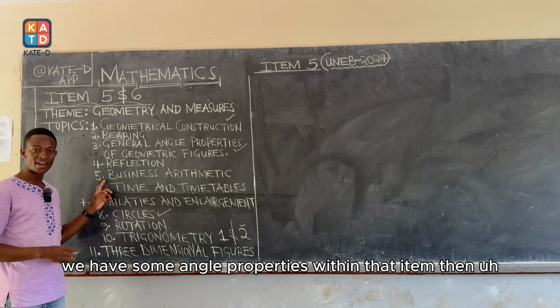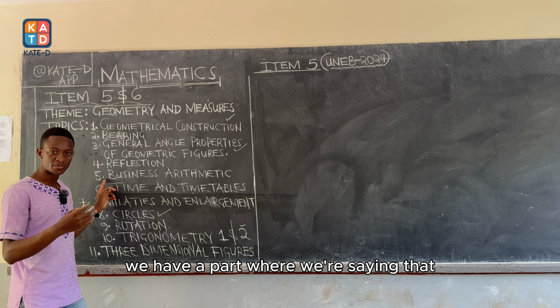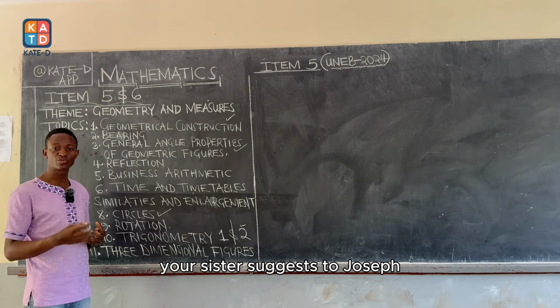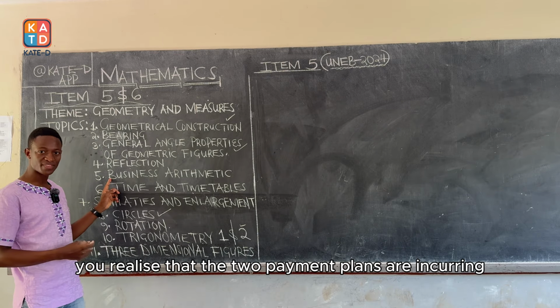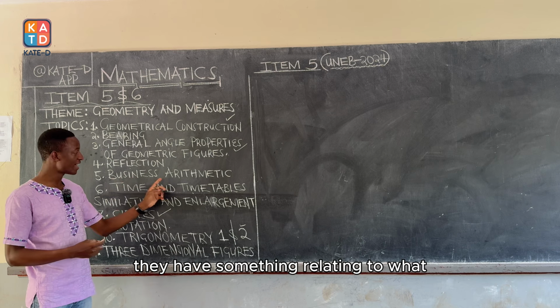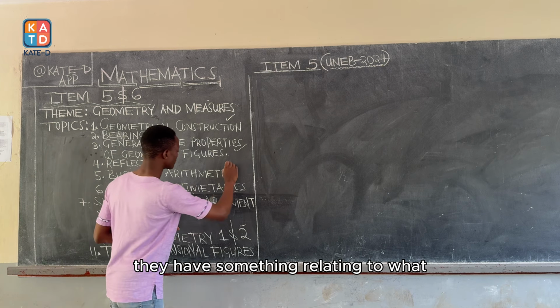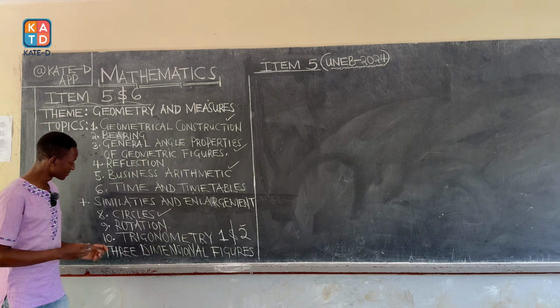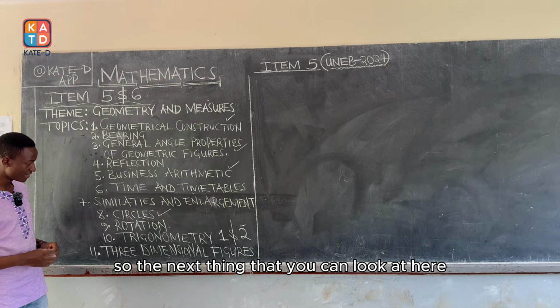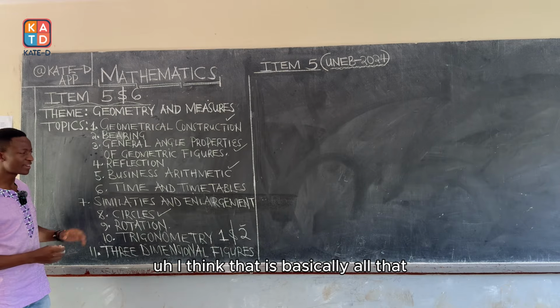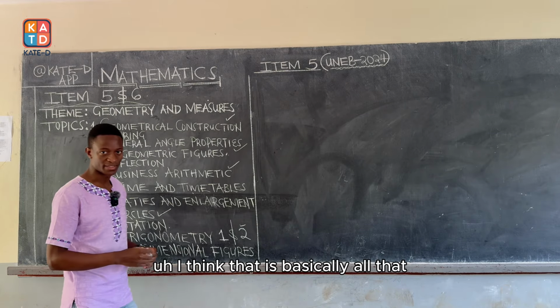Then we have a part where we are saying that your sister suggests to Joseph the two payment plans. You realize that the two payment plans are incurring, they have something relating to what? To business arithmetic. So the next thing that you can look at here, I think that is basically all on that.